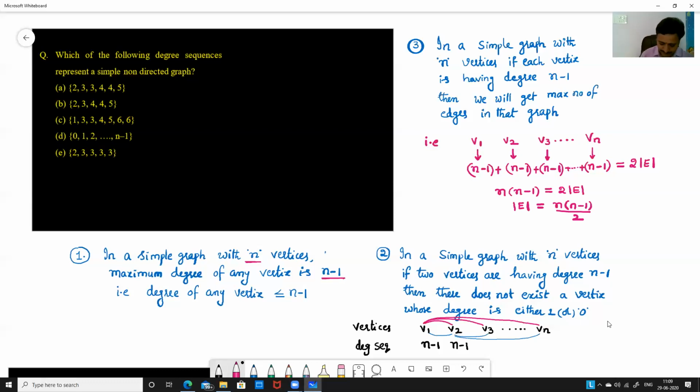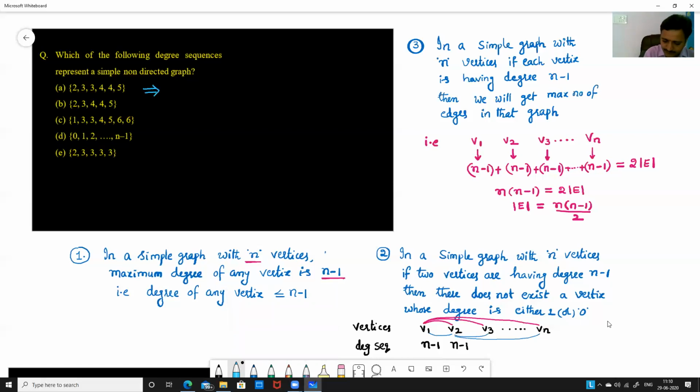Now look at the first problem. Which of the following degree sequences represents a simple undirected graph? Look at this one. There are 6 vertices. First, we'll verify our fundamental theorem. What is that? The handshaking lemma. The handshaking lemma says that the sum of degrees of all vertices must be an even number.